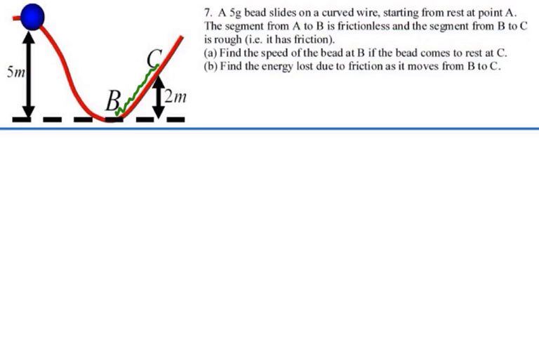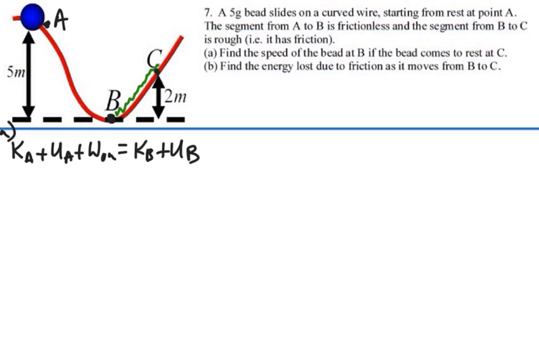Okay. Well, we know we have friction between B and C, and it's not a straight line. It's a curved segment. So we really don't know how to describe friction there. We can describe the work done by friction, but that's it. We have point B here, point C, and point A. We're going to compare the energy between A and B because there's no work done along the way between those points. So the kinetic energy at A plus potential energy at A plus work done along the way equals kinetic energy at B plus potential energy at B. This is for part A.